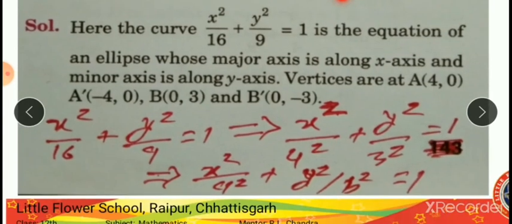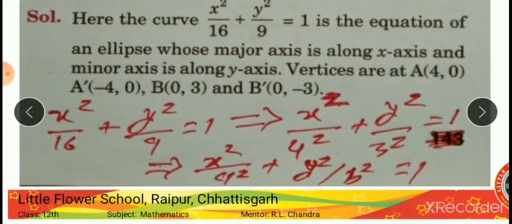See the next question, question number 4. Find the area of the region bounded by the ellipse x square upon 16 plus y square upon 9 is equal to 1. See, this is the equation of an ellipse. All of you know the shape of the ellipse. In this case, we know its standard format is x square upon a square plus y square upon b square is equal to 1.